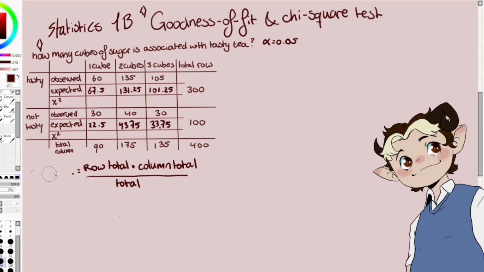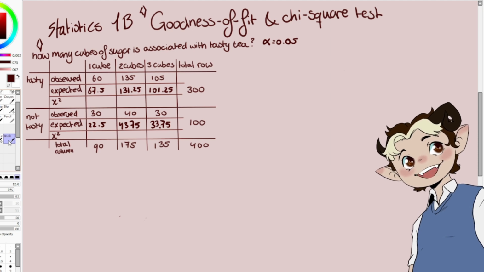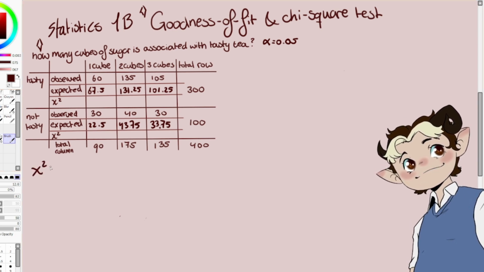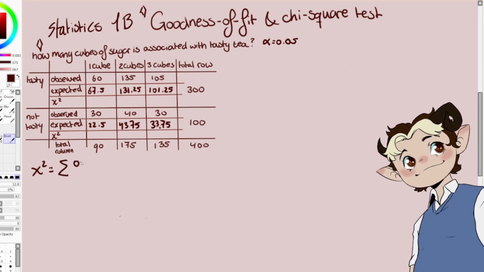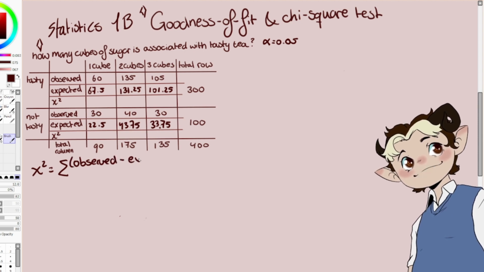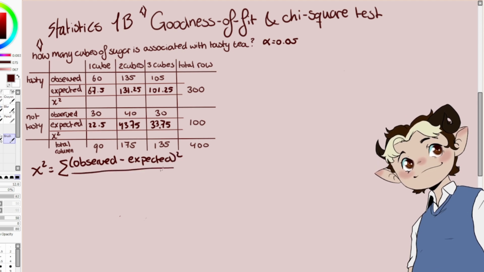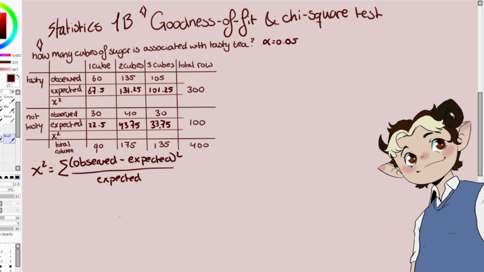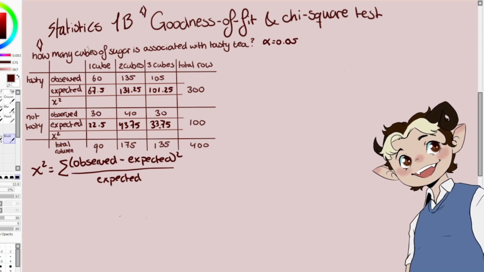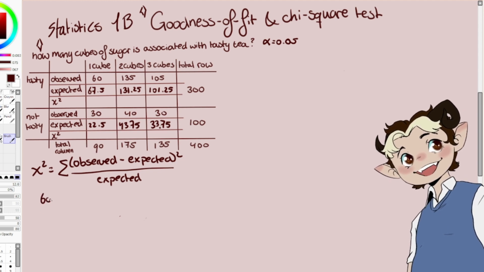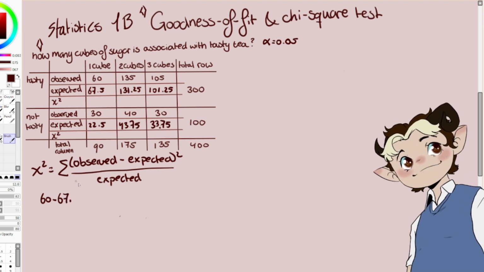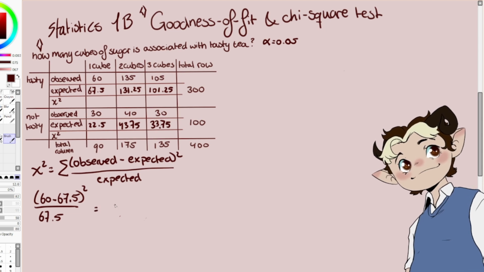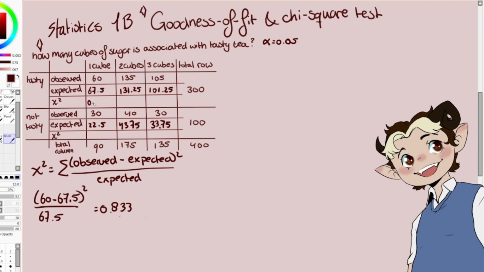Let's move this. So we already did the chi-square test with the goodness of fit test, and we're basically going to do that again because it is the exact same formula. It is the sigma of observed minus expected, squared, divided by expected. And we have to do that individually for every single one. So let's get started with 1 cube and tasty. That is 60 minus 67.5, squared, divided by 67.5, which is 0.833.